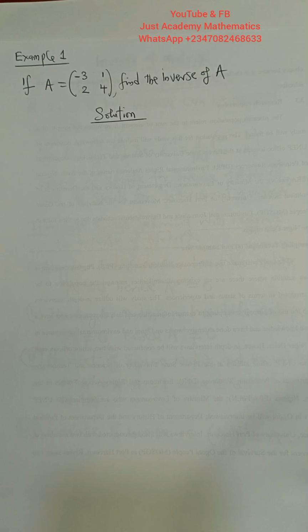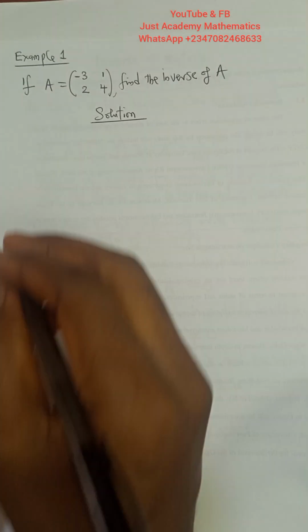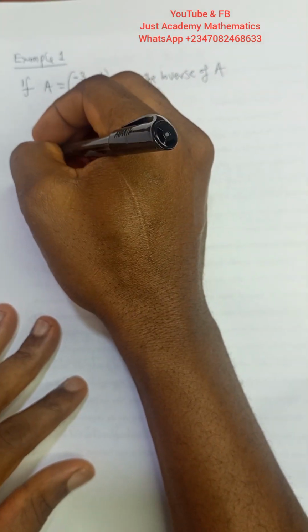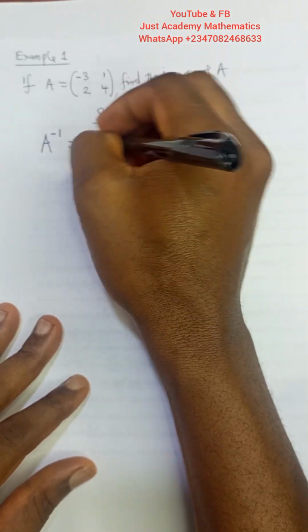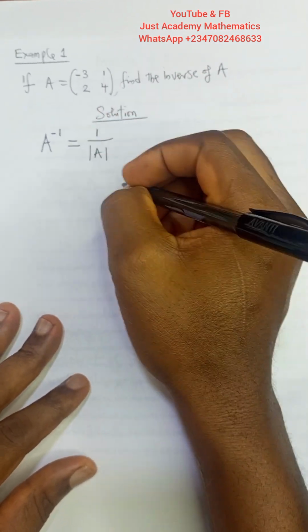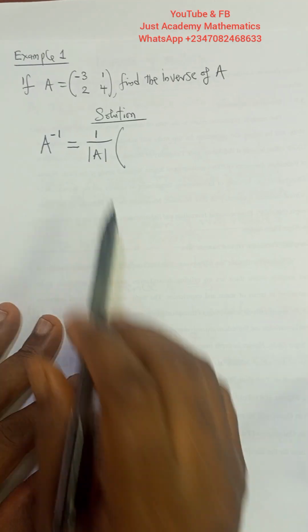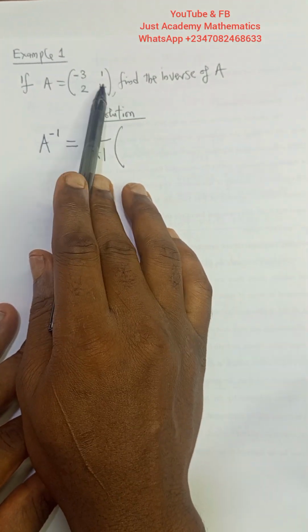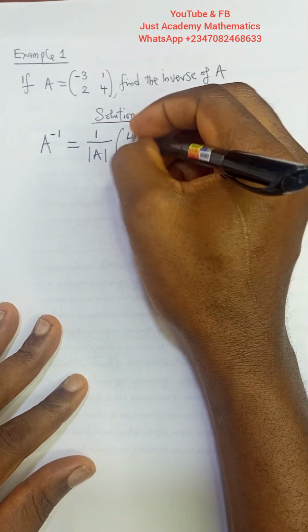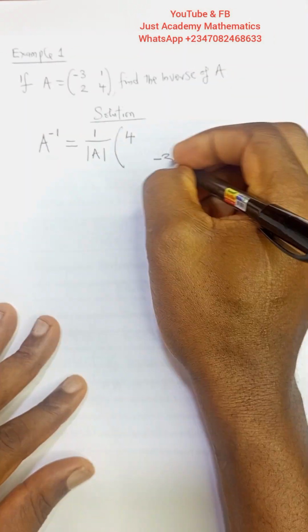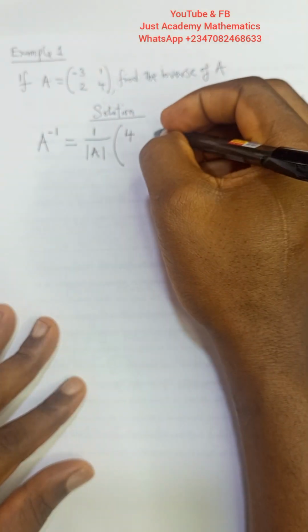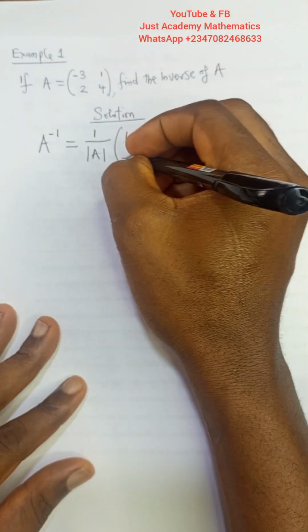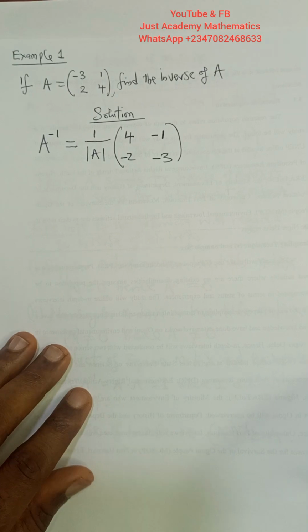If you remember what I said, the inverse of A is simply, look at what we're going to do. A inverse is simply equals to 1 over the determinant of A times, what do you do to this? You swap these two. 4 will come here, then minus 3 will come here. Then you attach minus to these two. That is what I said. So you have minus 1 here, I have minus 2 here. Are you getting it now?